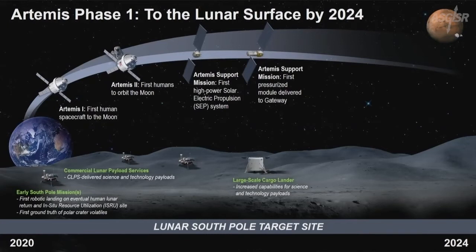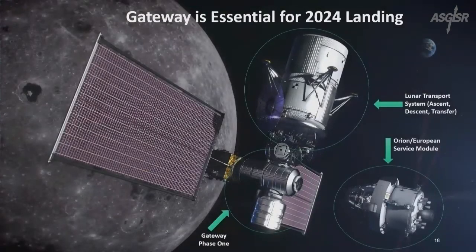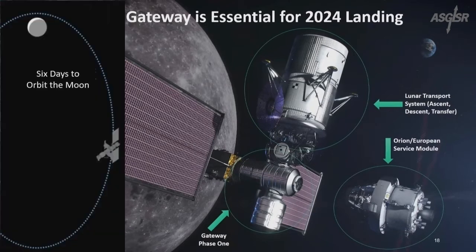Now the Gateway then will end up with some small habitation capability, but it will be designed to mate with not only the descent system, but the ascent system that we then will deploy. Now, this Gateway is absolutely essential for the 2024 mission. So as we put it together, it will end up in a highly elliptical orbit around the moon, with the perilune in the northern hemisphere and the apolune in the southern hemisphere, with a 6-day orbit.